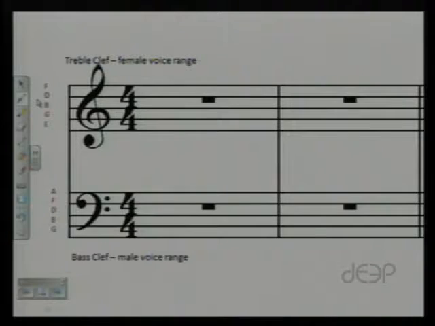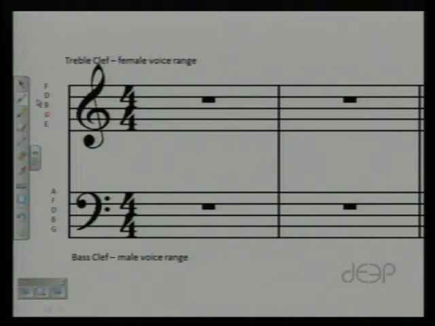The treble clef, the one on top, is used to indicate pitches that are high in pitch, or another way to think of it is it indicates pitches that are in the female range of voice, so higher pitches. The bass clef, the one on the bottom, is used to indicate pitches found more in the male voice range, so think lower pitches. The lines and spaces of the staff are used to indicate various specific pitches.